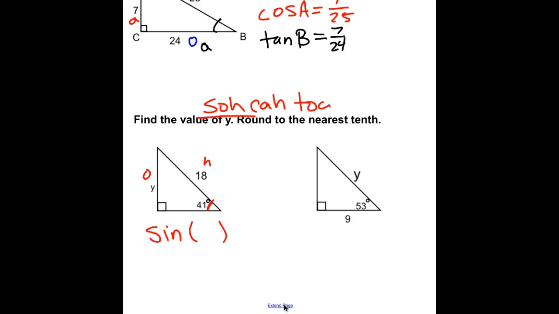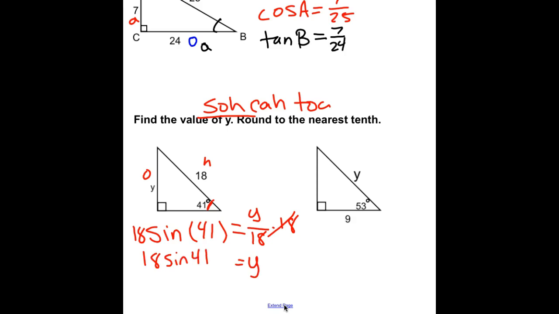Now, regular sine uses the angle measure. We have the angle measure of 41 degrees, so we just plug that in. And that equals the opposite side y to the hypotenuse 18. And we essentially just want to solve that equation for y. So if I'm dividing by 18, I would just multiply both sides by it. And y is just going to equal 18 sine of 41.